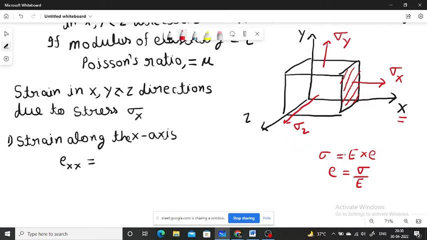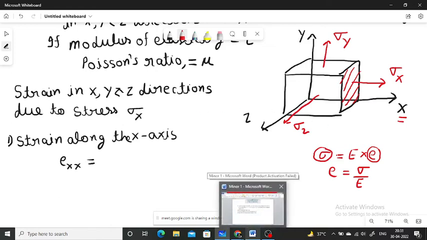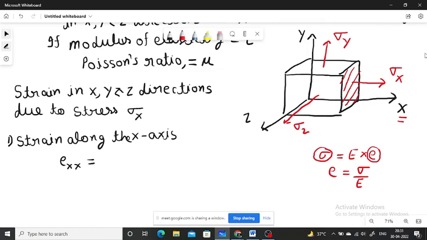Okay, here strain parallel to the direction of the stress. Okay, remember this point. This strain is also known as longitudinal strain or linear strain. So here the stress is sigma x, so the strain will be sigma x upon E.